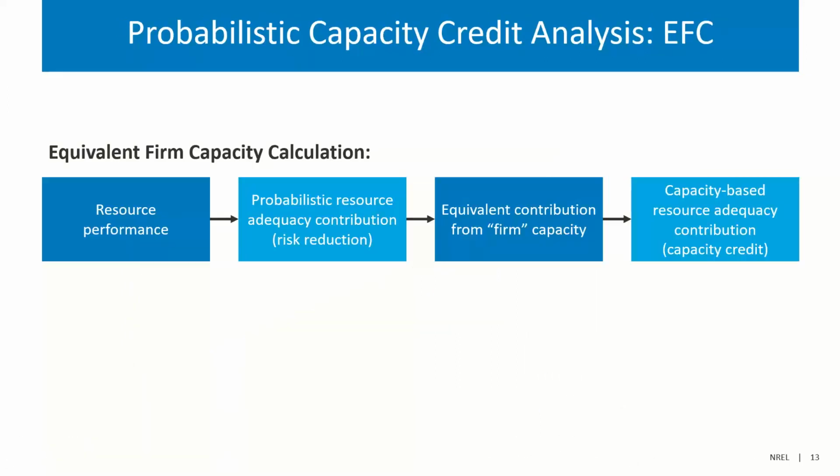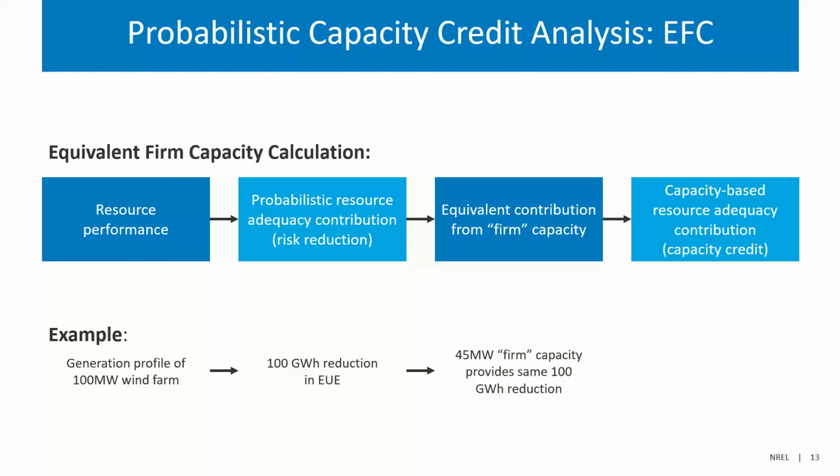With the EFC method, you're trying to express your added unit in terms of firm capacity. So basically, if you have your 100 megawatt wind farm, and that 100 megawatt wind farm can reduce your EUE or LOLE, depending on which unit you're using. Here, I use EUE. So say it reduces your EUE by 100 gigawatt hours, and you have a 45 megawatt firm capacity that provides the same 100 gigawatt hour reduction, then you can say that that 100 megawatt wind farm is equivalent to a 45 megawatt firm capacity, or you could simply say it has a capacity credit of 45%.